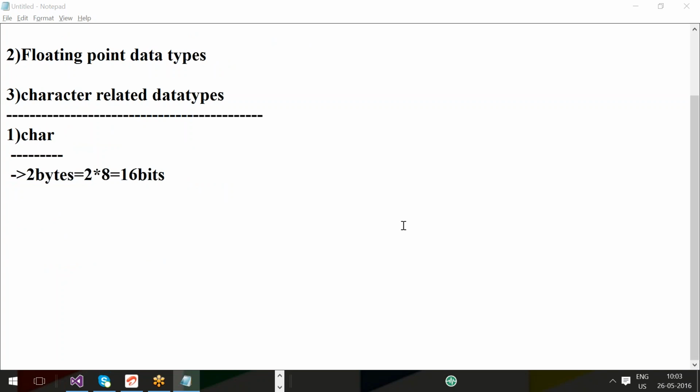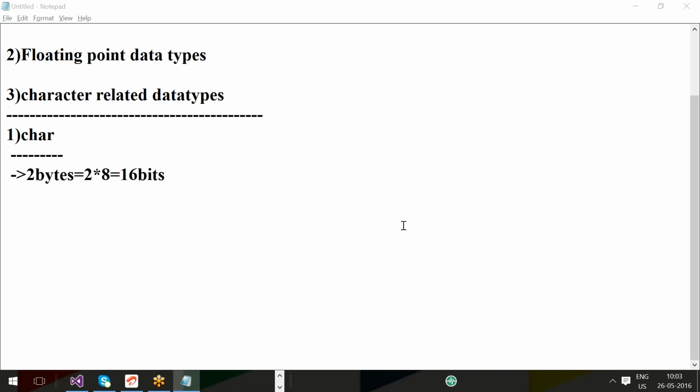To store a single character, A or B or 1, why do we need 16 bits of memory? The problem is, whenever you are storing A, it will not store A into the memory. Instead of A, it will store the corresponding ASCII value of A, because the computer can understand only binary data.